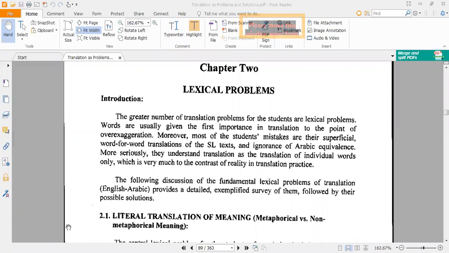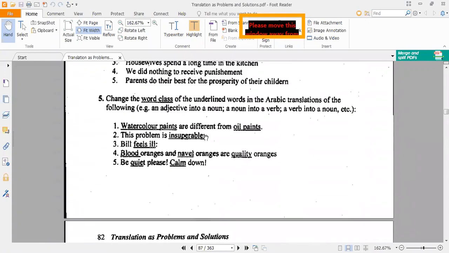Today we are going to talk about lexical problems in English and Arabic translation. Actually, in the previous lectures, we have addressed grammatical problems in English and Arabic translation. We can talk about them briefly.